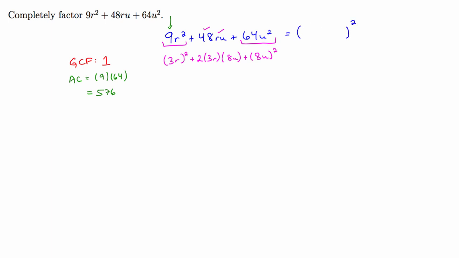The front term in the binomial will be 3r, which came from the 9r squared. The back term will be 8u, which is based on the 64u squared. Because the sign on the middle term in the trinomial was a positive, it tells us that the middle sign in the factored version will also be positive. So the factored version of 9r squared plus 48ru plus 64u squared is (3r plus 8u) quantity squared.